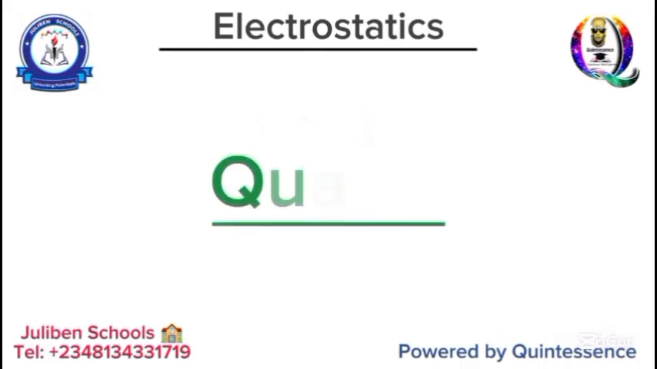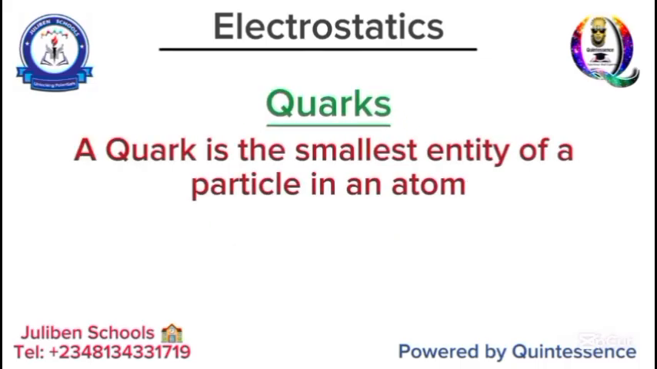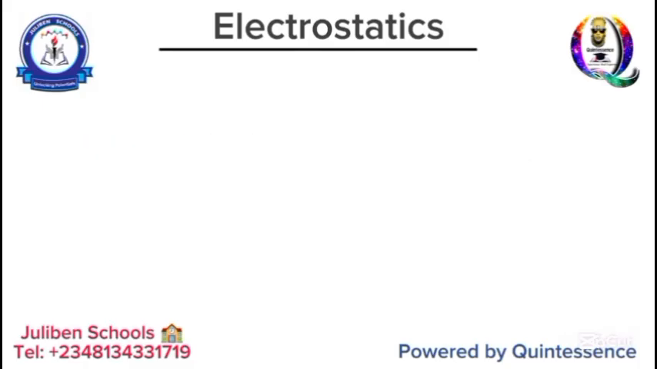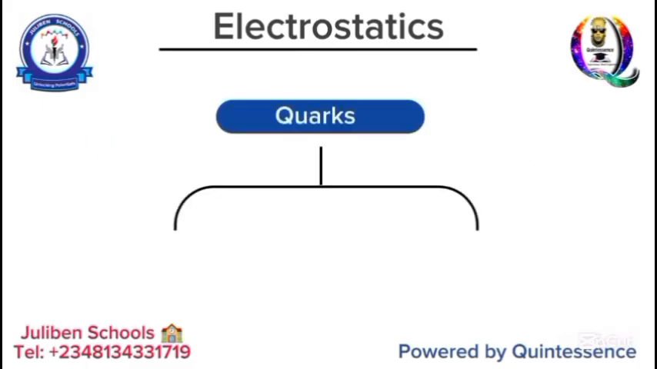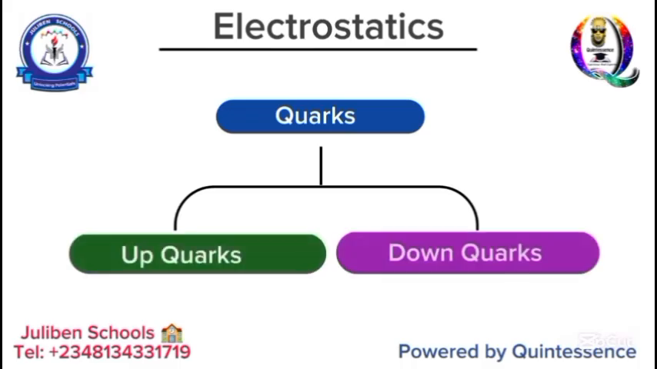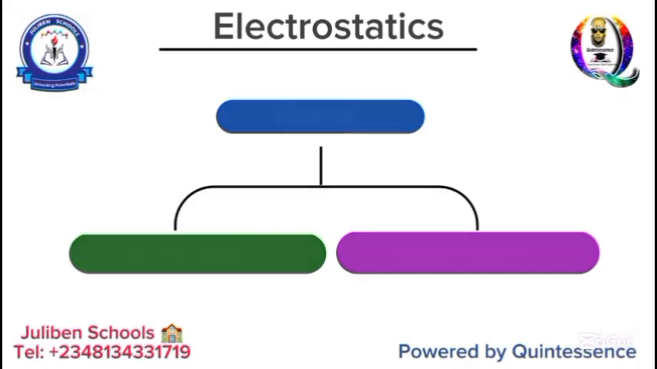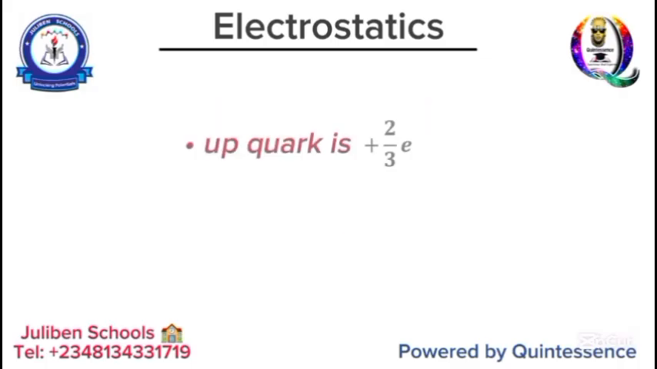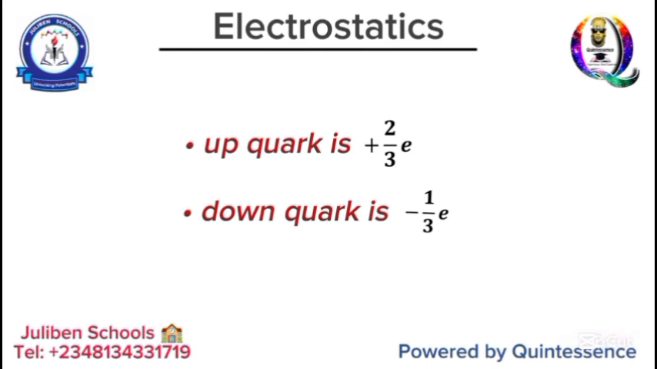Now that takes us to the concept of quarks. What is a quark? A quark is simply the smallest entity of a particle in an atom. All particles in an atom are made up of very tiny, very elementary entities called quarks. I'll give you a typical example. There are two types of quarks. We have up quarks and down quarks. Up quarks are positively charged, while down quarks are negatively charged. Up quarks carry 2/3 the charge of an electron, while the down quarks, which are negatively charged, carry 1/3 the charge of an electron.